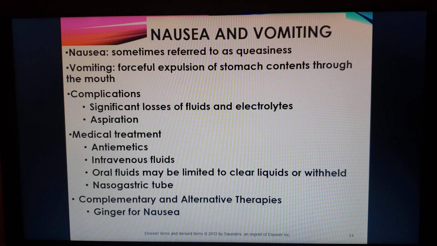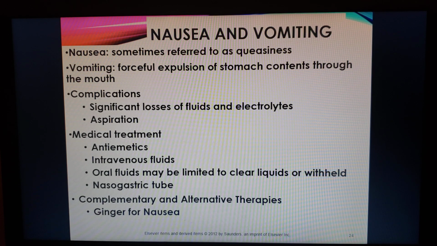Nausea and vomiting is a common issue that we deal with for the GI system. Nausea is referred to as queasiness, and then vomiting is the forceful expulsion of stomach contents through the mouth. Complications include loss of fluid and electrolytes with vomiting and aspiration.